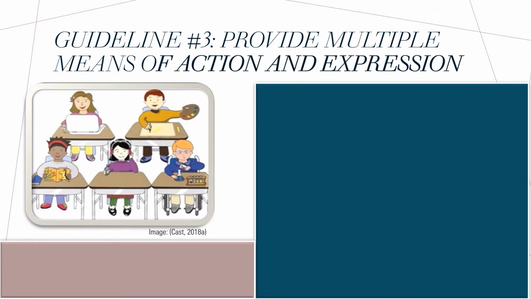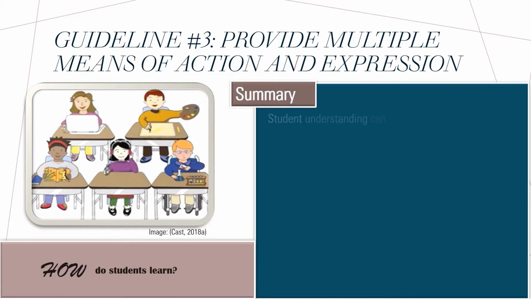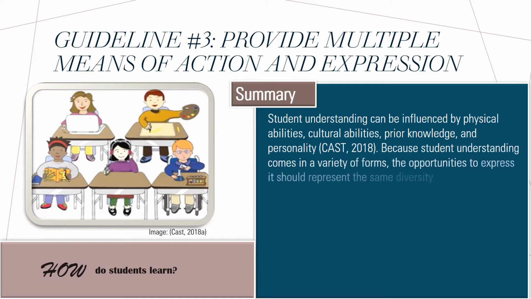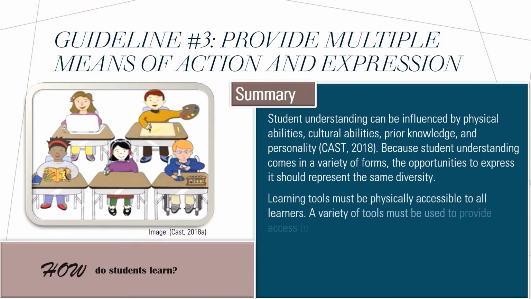The third guideline is to provide multiple means of action and expression. This is the how. Student understanding can be influenced by physical abilities, cultural abilities, prior knowledge, and personality. Because student understanding comes in a variety of forms, the opportunities to express it should represent the same diversity.